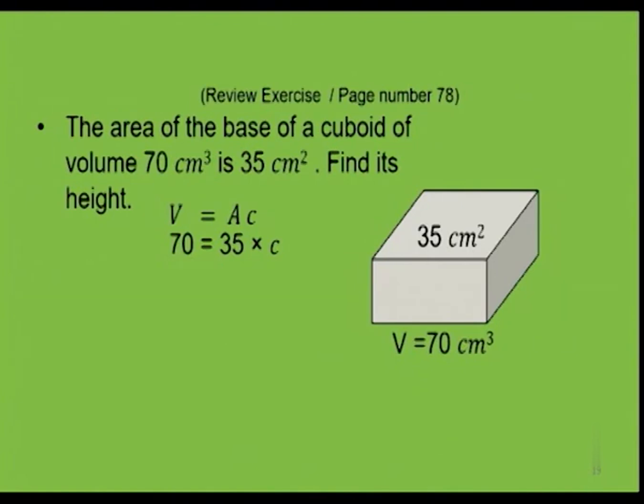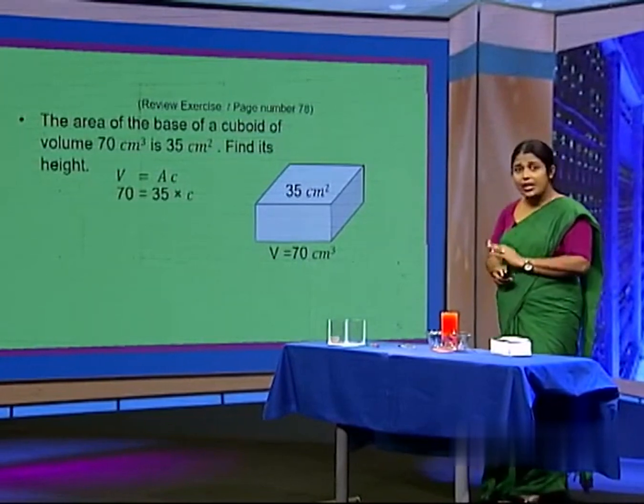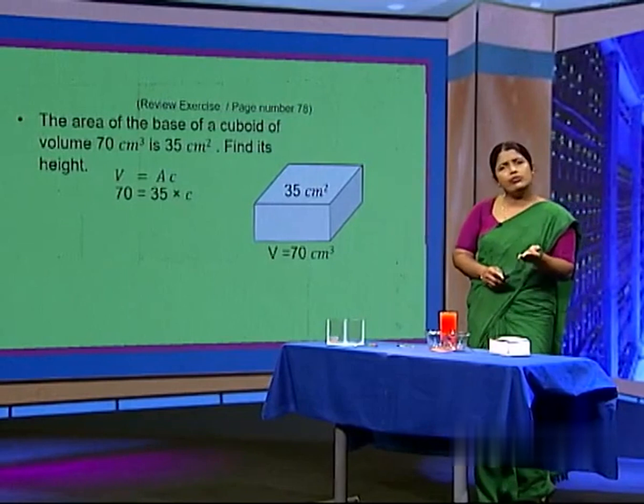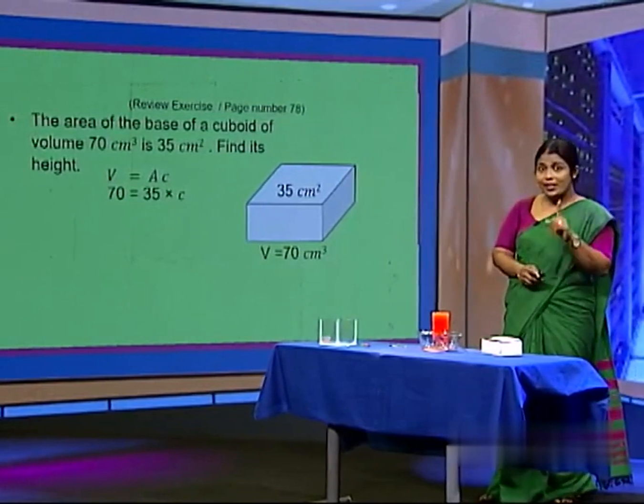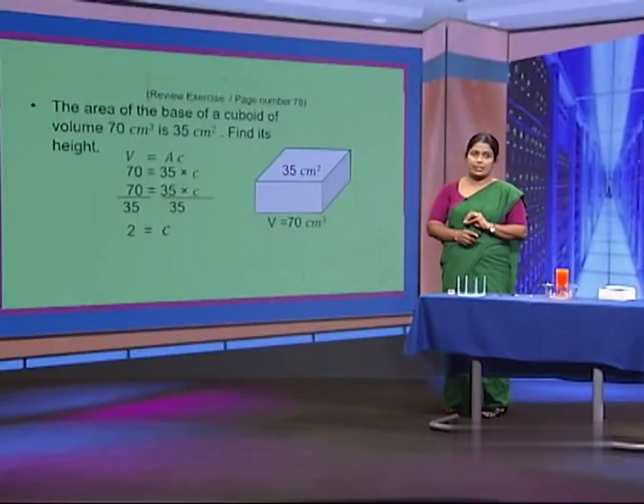You have to find out the value of C. Finding the value of C means you have to remove this 35. This 35 is connected with C by a multiplication symbol. So, how do you remove this 35? Yes, you know, you have to use opposite mathematical operations to remove this 35. You have to divide both sides by 35. Then you can get the answer as 2. Then the height of this cuboid is 2 centimeters.